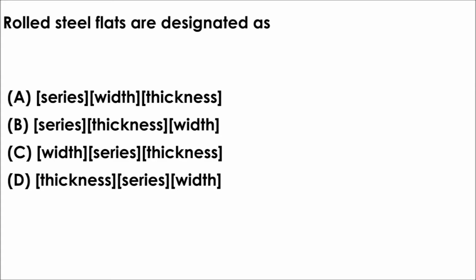Question number 11. Rolled steel flats are designated as: option A, series, width, thickness. Option B, series, thickness, width. Option C, width, series, thickness. Option D, thickness, series, width. The correct answer is option C. Rolled steel flats are designated by width, series and thickness. That is, first the dimension of width is shown, then the series is displayed, then its thickness is mentioned.